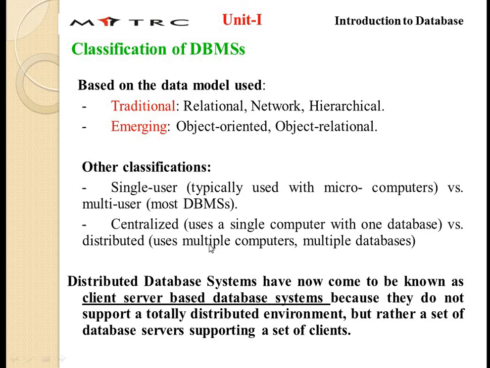When we say about the centralized user, that means we use the single computer with one database, but we can also use the distributed type which uses multiple users and multiple databases. So other classifications mean either we are creating the DBMS for the single user or the multi-user. That is the first point of difference. Second is either we are using the DBMS for the centralized where our data is being stored at a central place, or we are creating the database management system for the distributed approach.